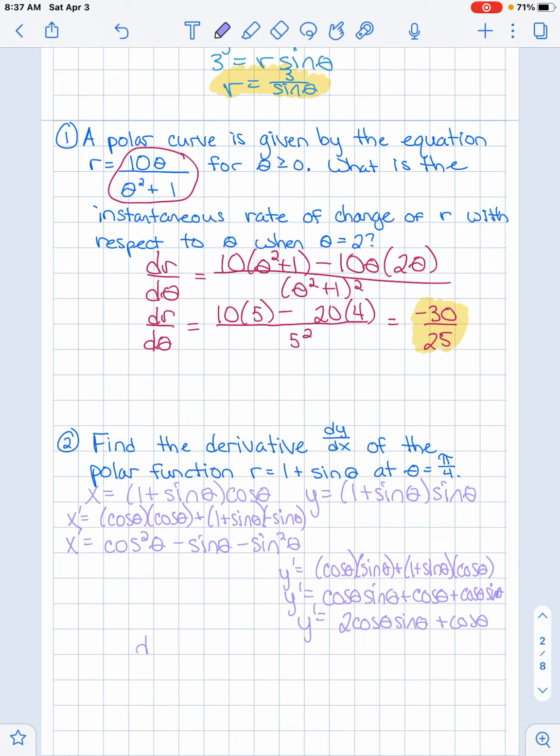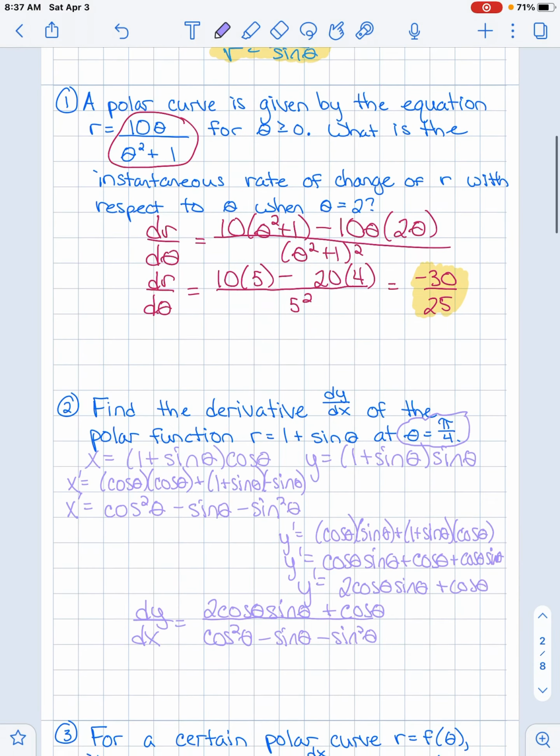All right, I'm going to find dy over dx. dy over dx is just the derivative, the change in y over the change in x. The change in y was this derivative. And then the change in x was this derivative. Okay, last but not least, they asked us to be more specific. They wanted to know the rate of change at pi over 4 specifically.